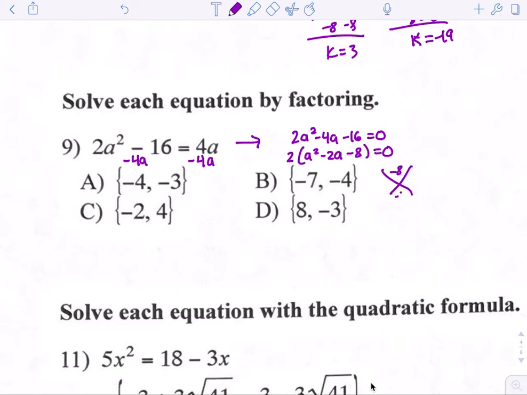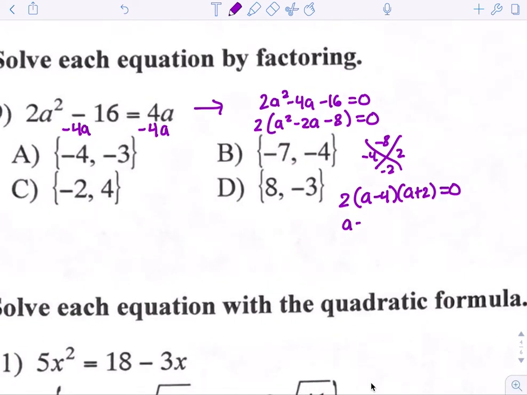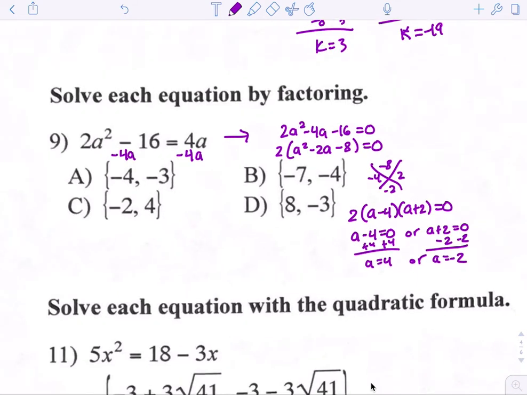Factor in parentheses, so you're going to get negative 4 and 2. So 2 times a minus 4 and a plus 2 is equal to 0. Solve for a: a minus 4 is equal to 0, or a plus 2 is equal to 0. Subtract 2 from both sides, add 4 to both sides. a is equal to 4, or a is equal to negative 2. C.